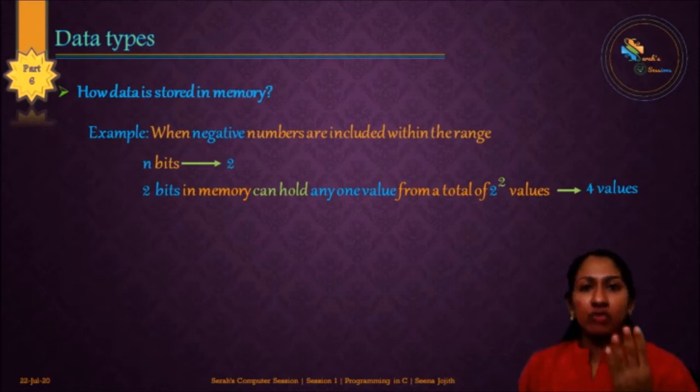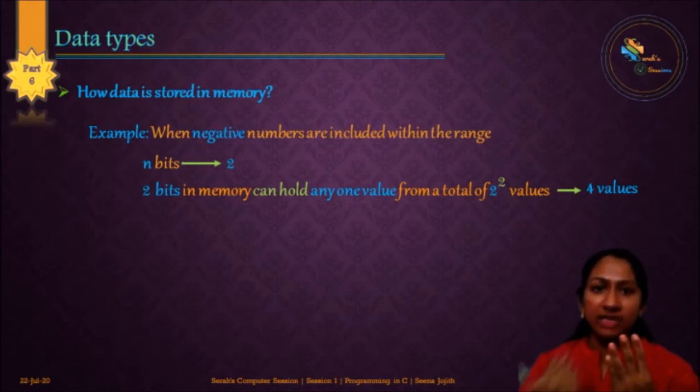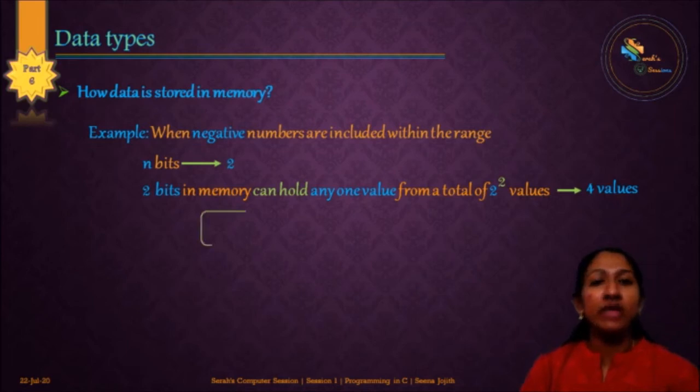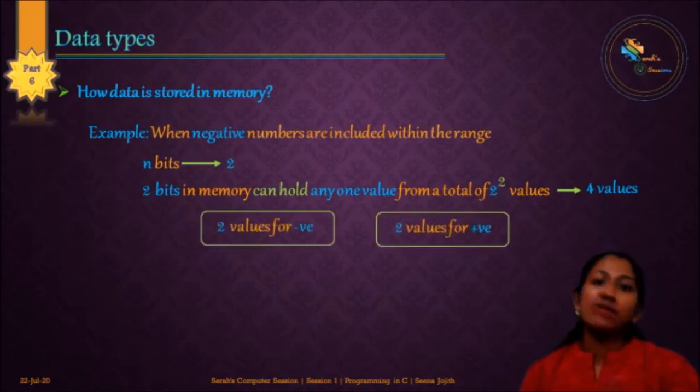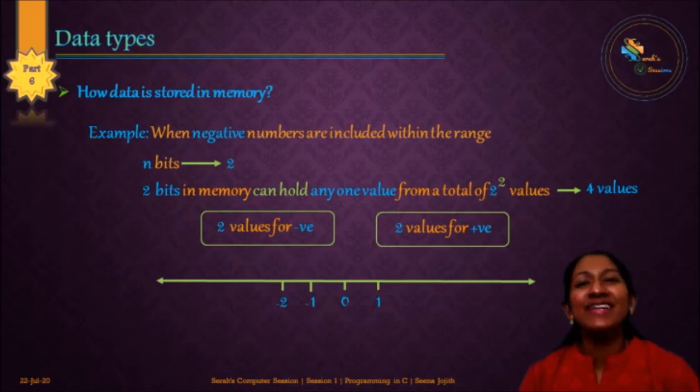So if you have 4 values, they should be equally distributed among positive and negative values. That means 2 values for negative and 2 values for positive. Now, if I am going to draw a number line and chart the numbers starting from 0, let's start with the negative numbers first. Two values means what values will be there for the negative numbers? It will be -1 and -2. Then for positive values, it will be 0 and 1.